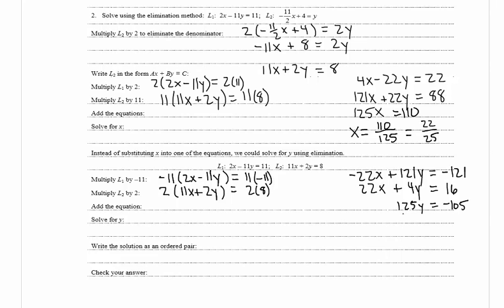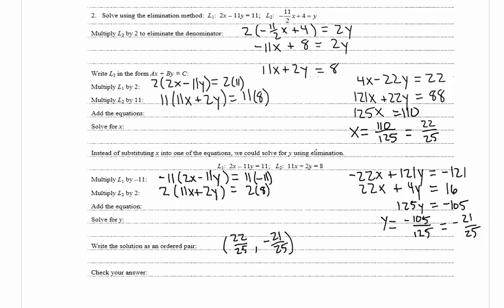And now to solve for y, we're going to divide both sides by 125. So y is equal to negative 105 divided by 125, which can be reduced to negative 21 over 25. And now they want us to write the solution as an ordered pair. So we have 22 over 25 and negative 21 over 25 as the ordered pair that is a solution to our system of equations.